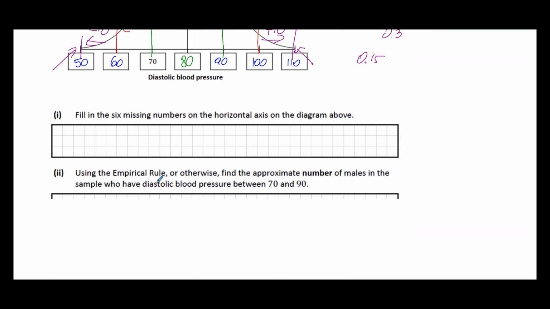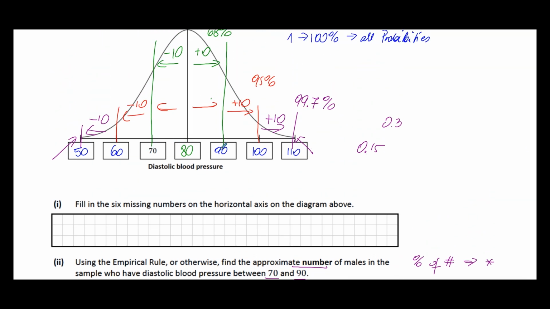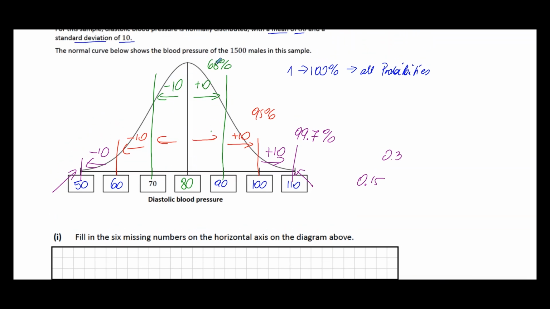Then the next one is saying use the empirical rule or otherwise to find the approximate number. So the answer here, remember, the empirical rule is about percentages, but here we are looking for a number of males. So if I'm thinking about a percentage of a number, how do we do that? We multiply, isn't it? So how are our males described here? That in this sample have the blood pressure between 70 and 90. So that means 70 and 90, that's our one standard deviation in both directions, and that is our 68%.